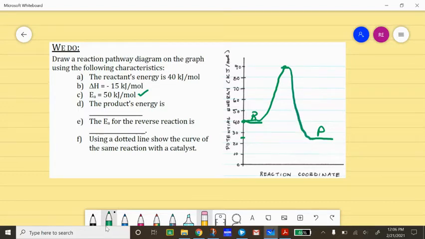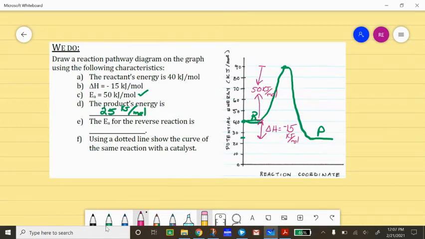All right, so the product's energy is, we already said this, 25 kilojoules per mole. The activation energy for the reverse reaction. Let's label a couple things on here so we get this straight. Our activation energy going forward was from here to here. So our activation energy, we said, was 50 kilojoules per mole. Now our delta H right here, label that on there, is negative 15 kilojoules per mole.